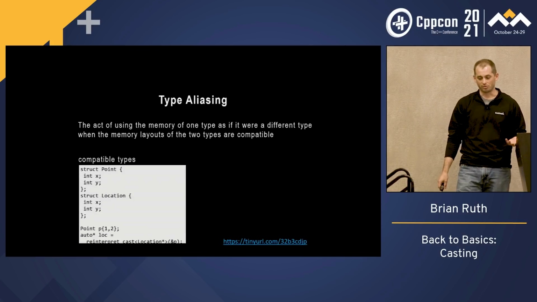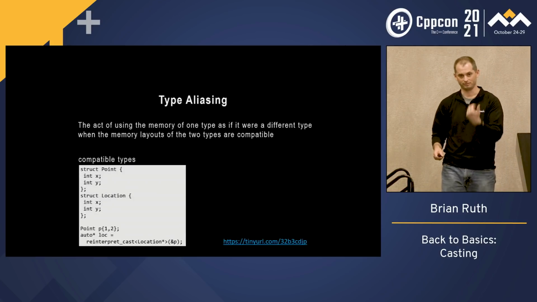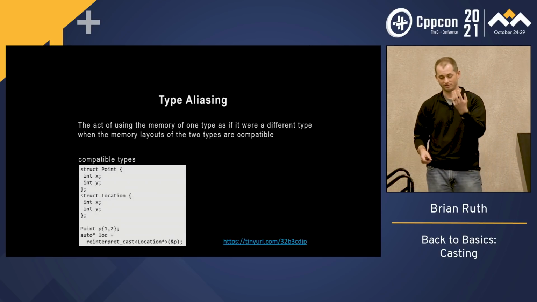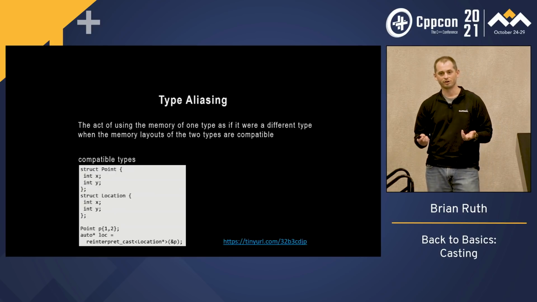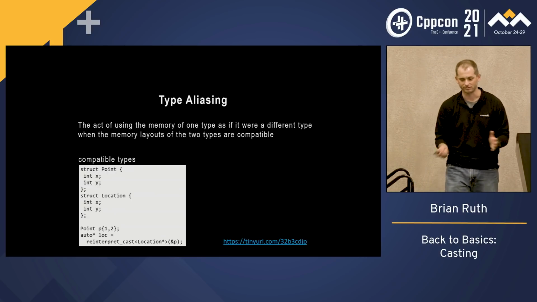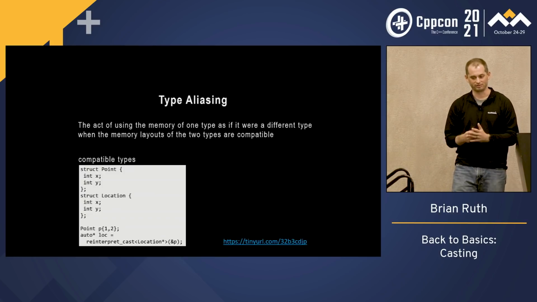So an example of a compatible, we've got a struct point that has int x and int y, location, int x and int y, and we can cast back and forth between those using reinterpret cast because their memory layout is exactly the same. The meaning of the memory is exactly the same.